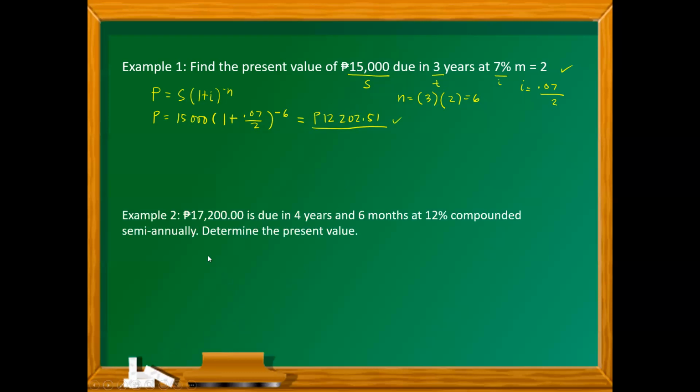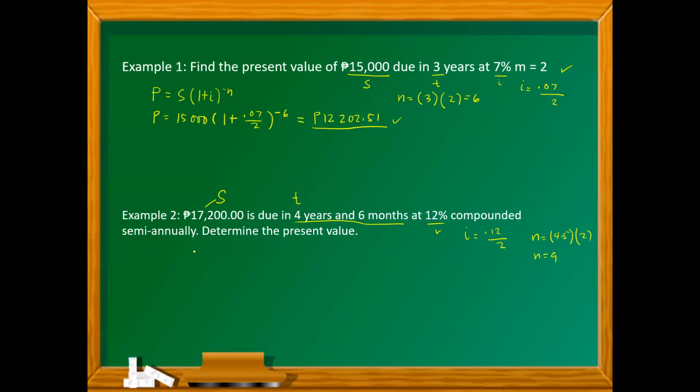Next, we have 17,200 due in 4 years and 6 months at 12% compounded semi-annually. We're going to determine the present value again. This is the accumulated value S. This is the time, 4 years and 6 months. And then this is your annual interest rate, which we have to divide by the compounding period, which is 2. And your n equals the product of time, which is 4.5, that's 4 years and 6 months, times 2. So n is 9 here.